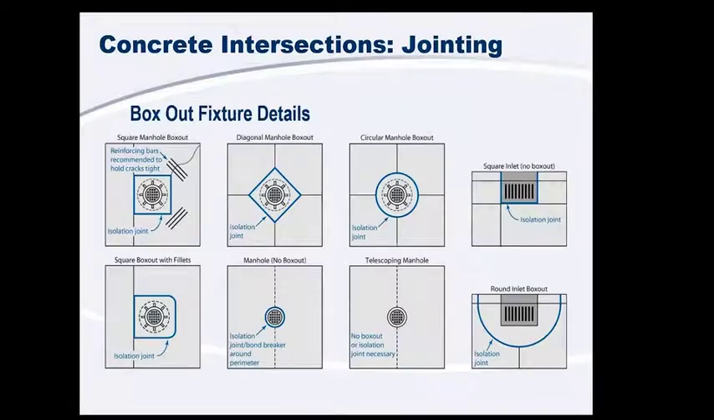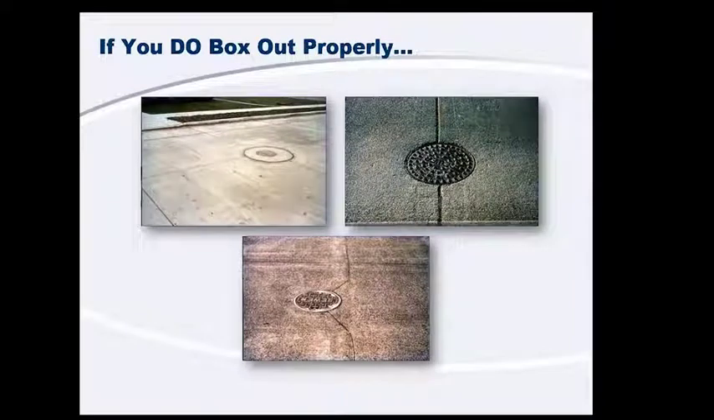A few box out details here. Having an isolation joint, if you do have sharp corners, you may want to still think about adding some reinforcement to make sure that you don't get sympathy cracking in there. Notice a few different ways to handle an inlet as well. The only place where we're not going to really see an isolation joint is a telescoping manhole, because they don't require them. So if you do box out properly, if you handle these in-pavement structures as best you can, you can get some pretty good joints, and these will perform well for a long time.